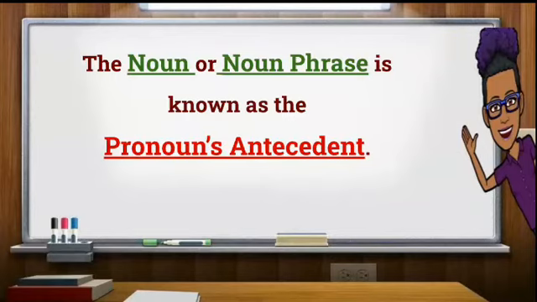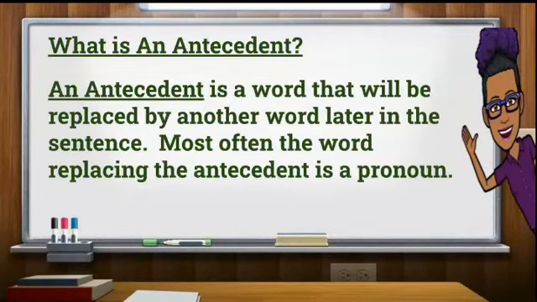The noun or noun phrase is known as the pronoun's antecedent. What is an antecedent? An antecedent is a word that will be replaced by another word later in the sentence. Most often, the word replacing the antecedent is a pronoun.